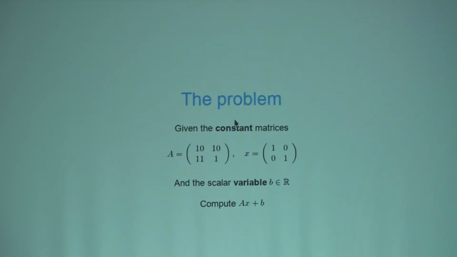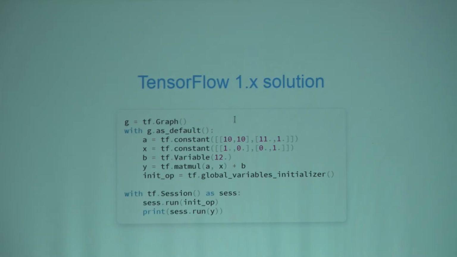Okay, so we can start by solving a simple problem. The problem is we have two constant matrices, A and X, and we have a scalar variable. Our goal is just to compute the matrix multiplication and sum this variable. In TensorFlow 1, this is what we do.